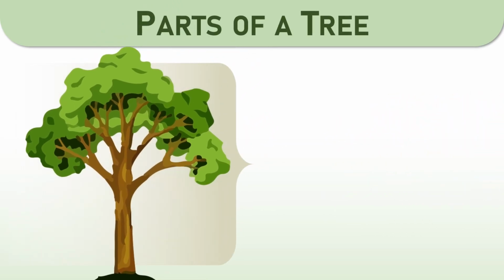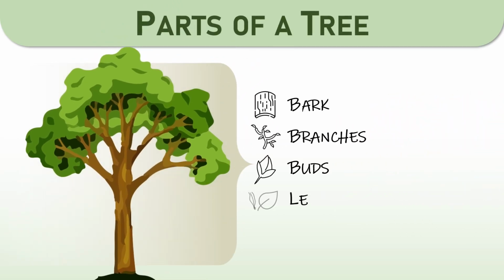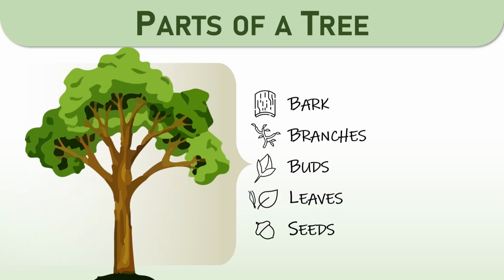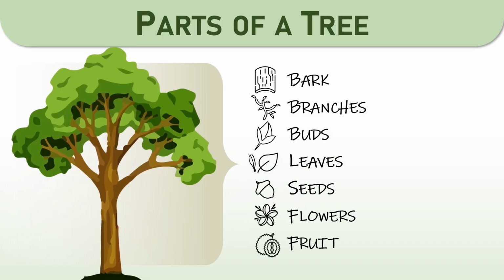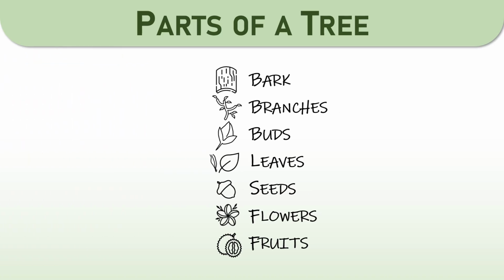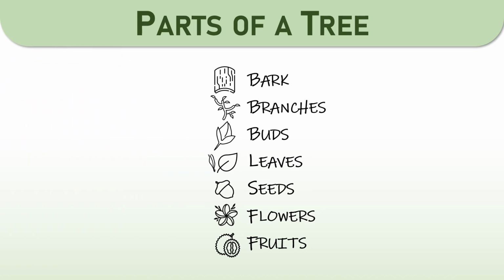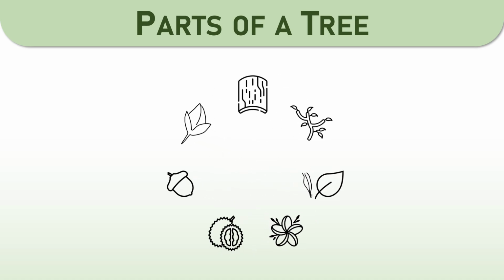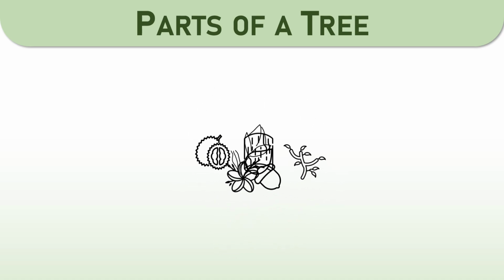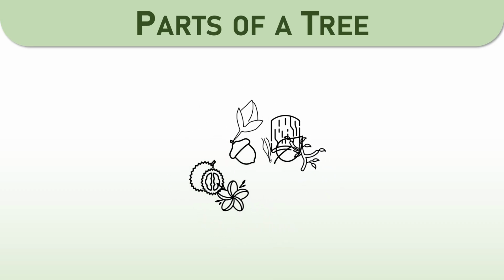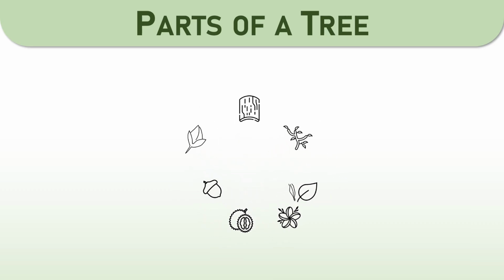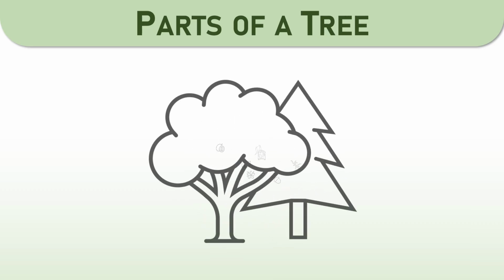All trees have bark, branches, buds, leaves, and seeds. Some trees even have flowers and fruits. If you're unfamiliar with what these things look like, not to worry. We'll walk you through all of them in more detail. For now, it's important to understand that the big or subtle differences in these tree characteristics are the key to solving the mystery of one species versus another.